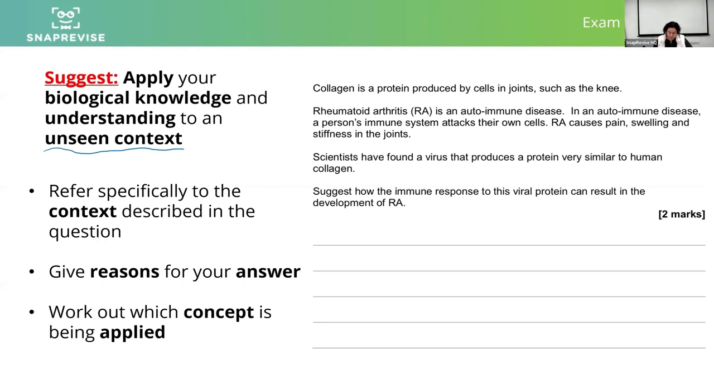So collagen is a protein produced by cells in joints, such as the knee. Rheumatoid arthritis is an autoimmune disease. In an autoimmune disease, a person's immune system attacks its own cells. RA causes pain, swelling, and stiffness in the joints. Scientists have found a virus that produces a protein very similar to human collagen. Suggest how the immune response to this viral protein can result in the development of rheumatoid arthritis.